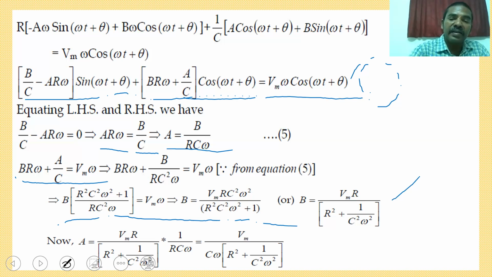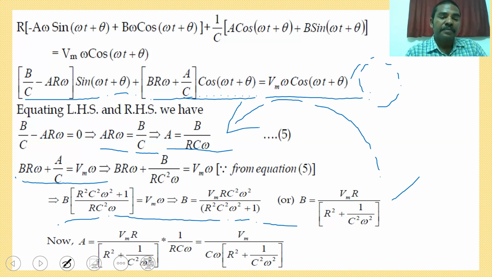So once you are getting the B value, you can substitute it and get the value of A. What is A? A is B by RC omega. So B is Vm r by r square plus 1 by c square omega square. So finally you can get A is equal to Vm divided by c omega into r square plus 1 by c square omega square. So A value is calculated, B value is calculated.